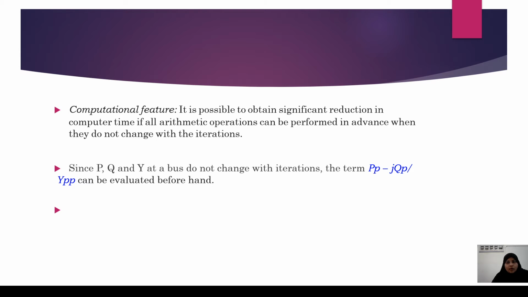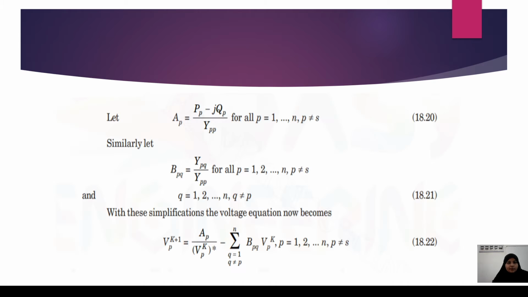It is possible to obtain a significant reduction in computer time if all arithmetic operations that do not change with the iterations are performed in advance. Since P, Q and Y at a bus do not change with iterations, the term (Pp minus jQp) by Ypp can be evaluated beforehand. So we are evaluating that beforehand. Let Ap equal (Pp minus jQp) by Ypp for p equal to 1 to N, p not equal to s. Similarly Bpq equals Ypq by Ypp for p equal to 1, 2, 3 and so on till N, p not equal to s, and q equal to 1, 2, 3 and so on to N.